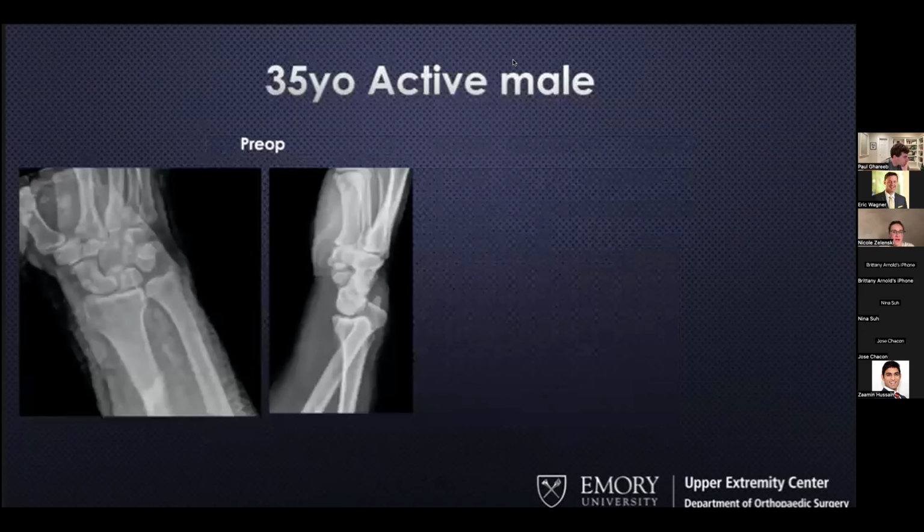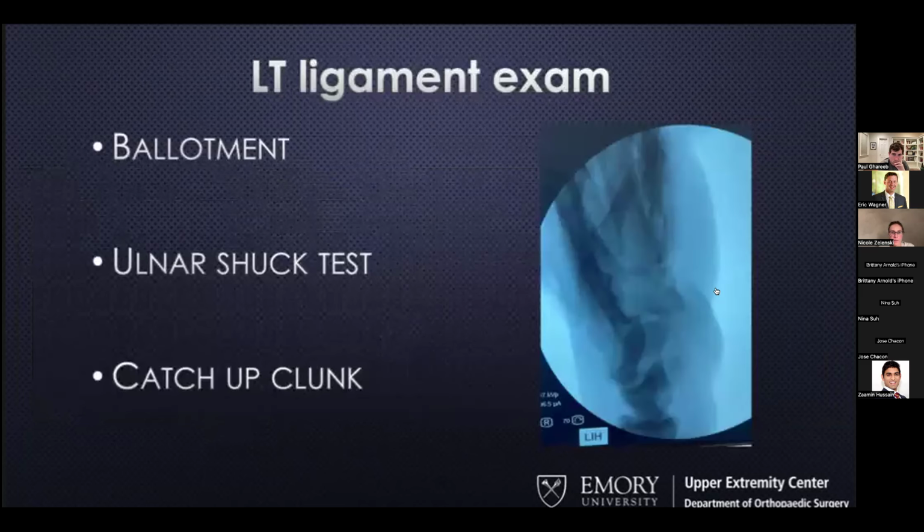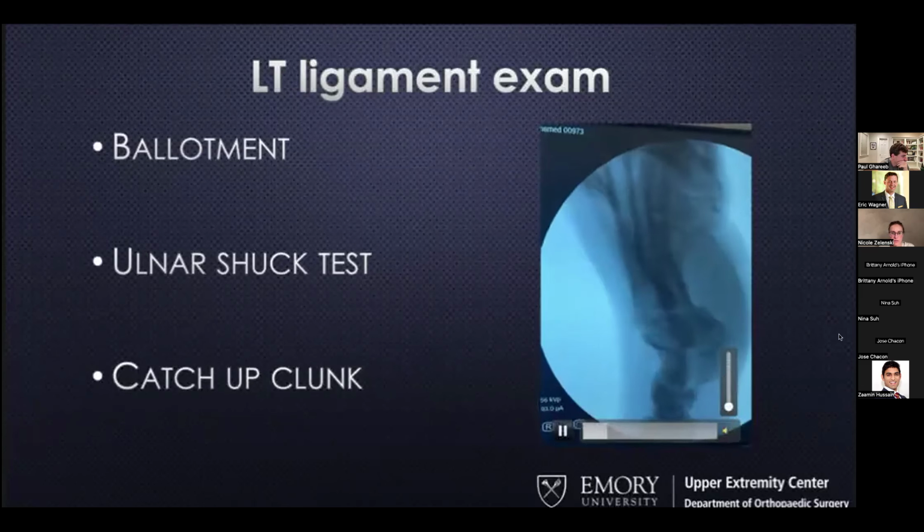And this was him in pre-op. And this is how he presented 2 weeks post-op. And I promise it did not look like this in the OR because I did his initial surgery, but you can see that there is a VISI deformity, where both the lunate and the scaphoid are very, very flexed. And these are the exam maneuvers you can perform to assess for ligament instability: the Ballottement test, the ulnar shuck test, and then this catch-up clunk.